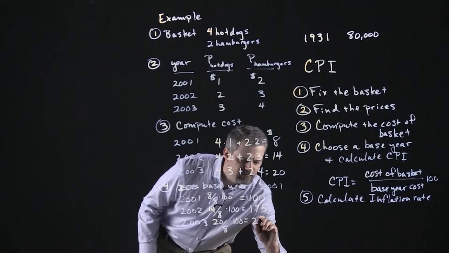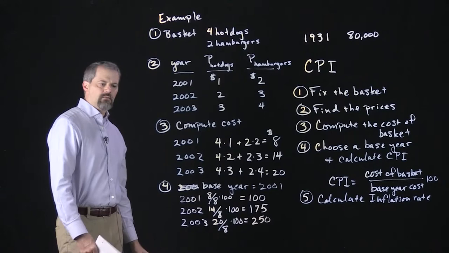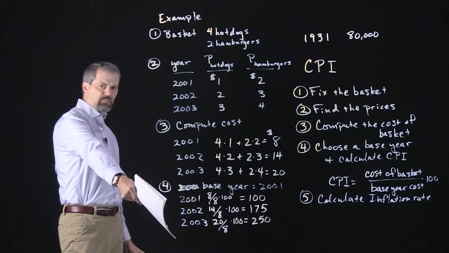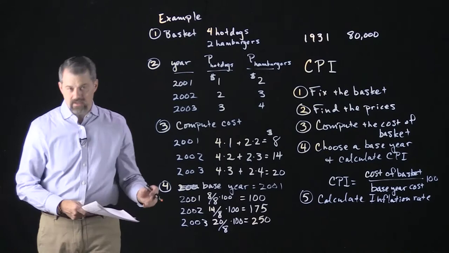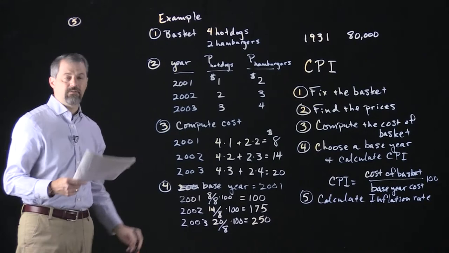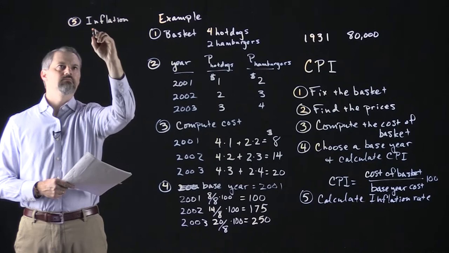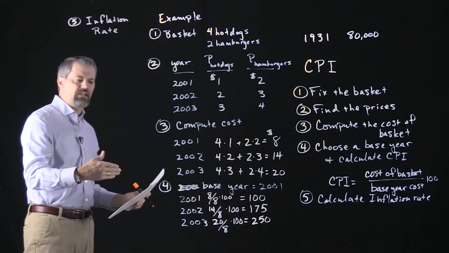So now we've got the CPI. Okay, so this is just a price index, just like that GDP deflator. Let's now figure out the inflation rate. So let's move step 5 up here. So step 5, we'll say inflation rate. Now we're going to be thinking about the inflation rate from 1 year to the next. So we can calculate the inflation rate from 2001 to 2002. Let's do that.